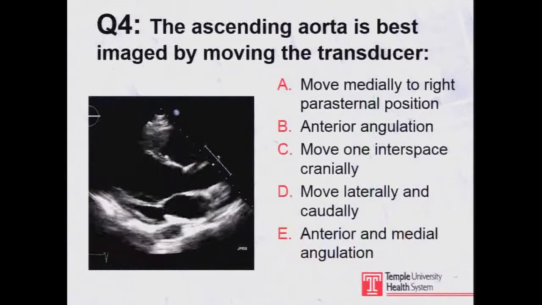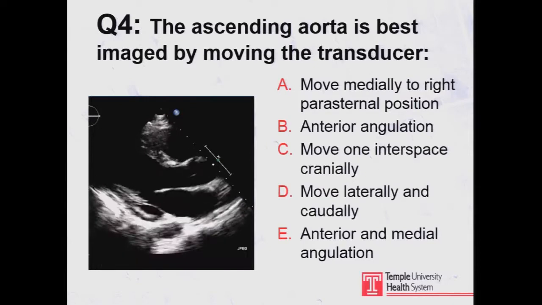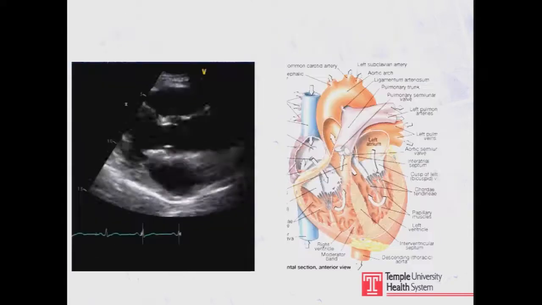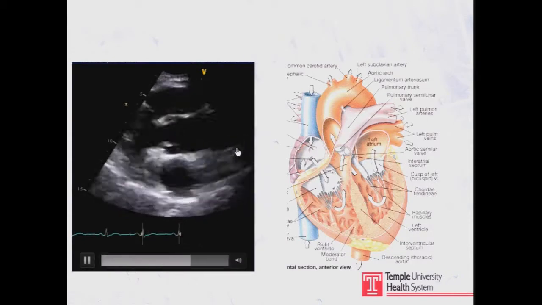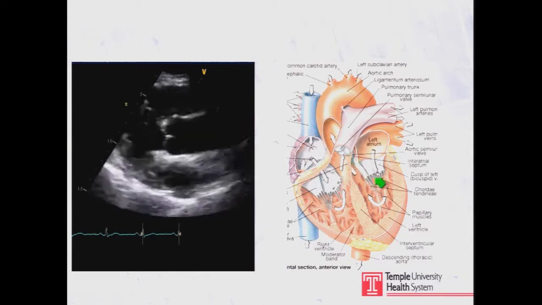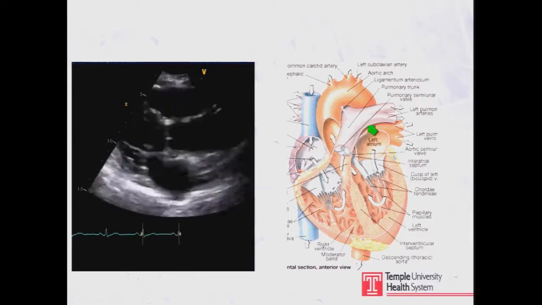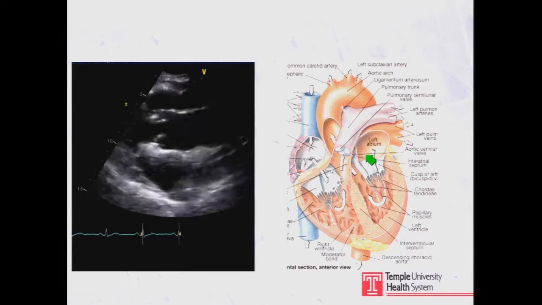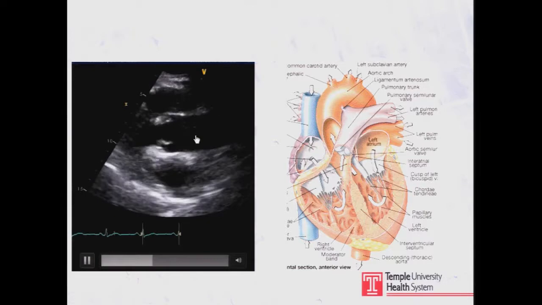And here's the question again. Medial and anterior angulation are going to bring you towards the right side in the pulmonary artery, which aren't going to help you. This is moving one intercostal space cranially. You can see that here's the normal parasternal view, and you have to move up to be able to image the ascending aorta. You can't always see it quite as nicely. The sternum gets in the way in a lot of people, but this is the way to image it.